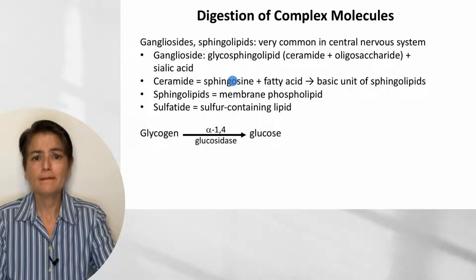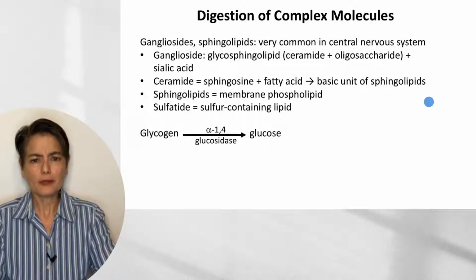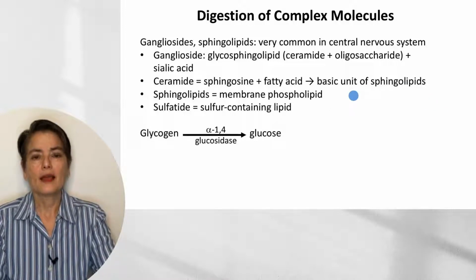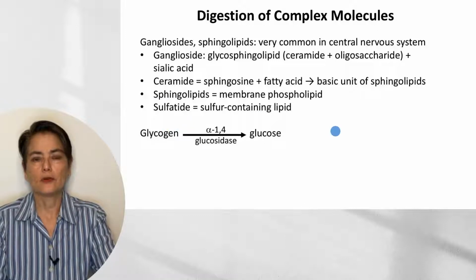What is a ceramide? Sphingosine and fatty acid. And this is the basic unit of our sphingolipids. What are sphingolipids? They're membrane phospholipids. And then another term you'll see is a sulfatide. That is just a lipid that contains sulfur.